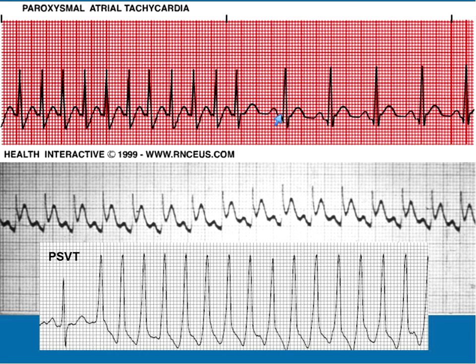And then here you can see where it slowed down, P, QRS, T, P, QRS, T, P, QRS, T. Now, is this a T wave or is this a P wave? I think it's a T. But I'm not sure.